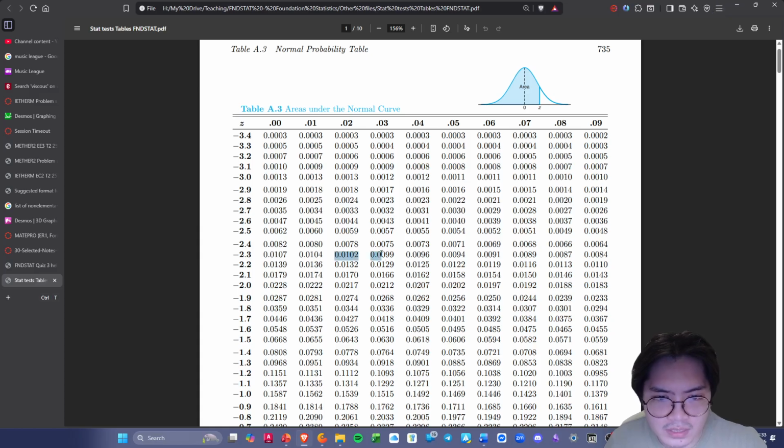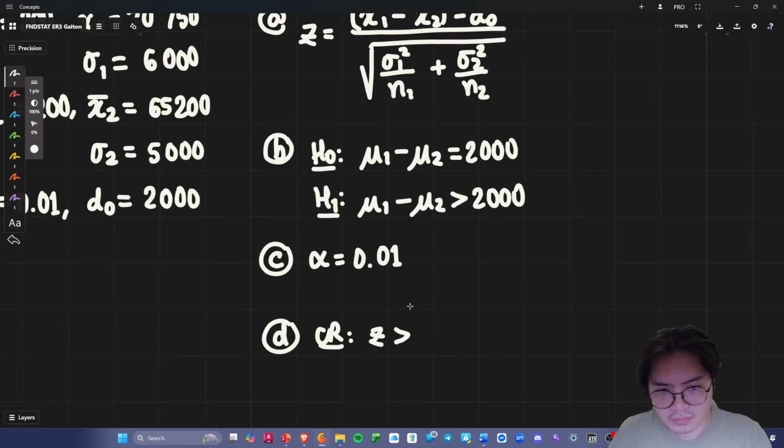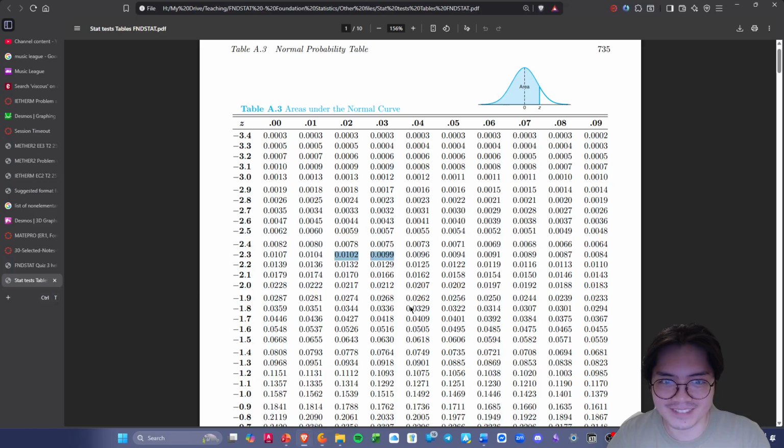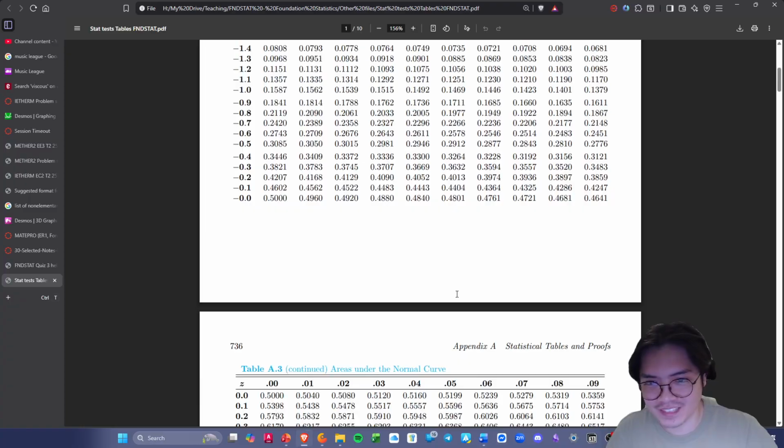This one here, negative 2.32, negative 2.33. I will just cut that in half. I'll say negative 2.325. Notice that I am basically just looking at the negative side of things here.